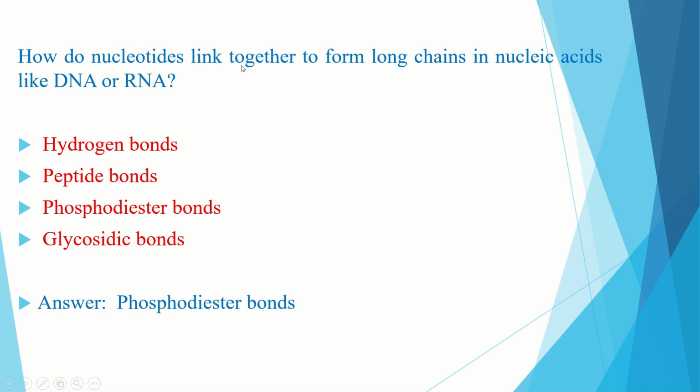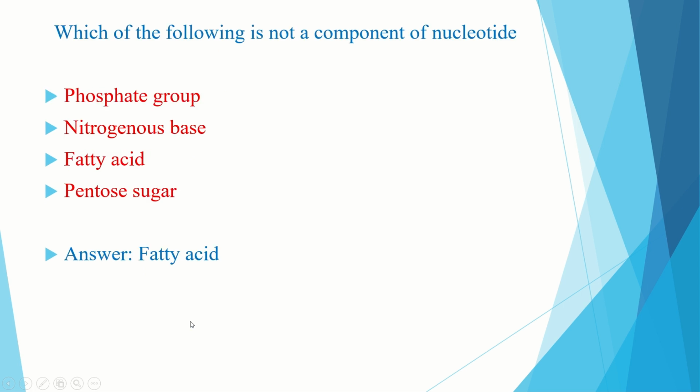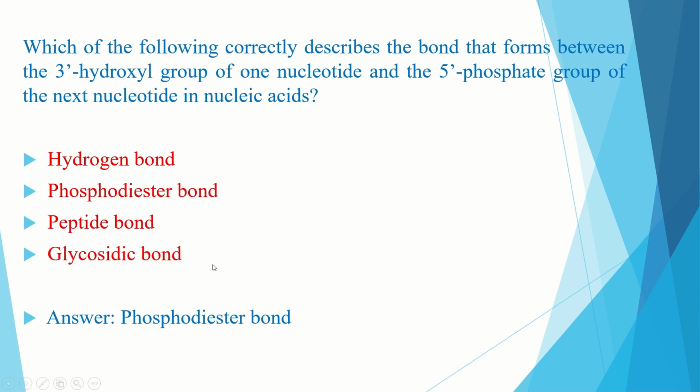How do nucleotides link together to form long chains in nucleic acids like DNA and RNA? Hydrogen bonds, peptide bonds, phosphodiester bonds, glycosidic bonds. The answer is phosphodiester bonds. Which of the following is not a component of nucleotide? Phosphate group, nitrogenous base, fatty acid, pentose sugar. The answer is fatty acid.